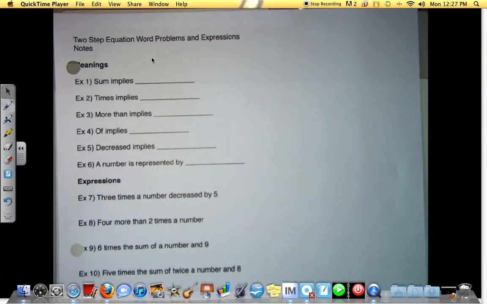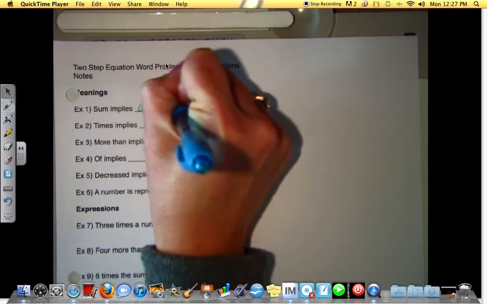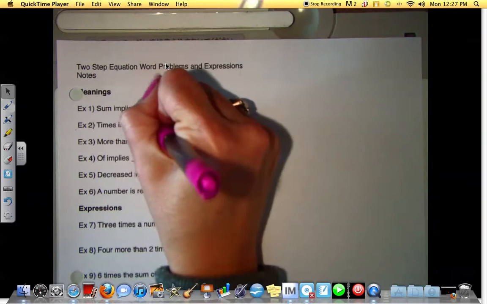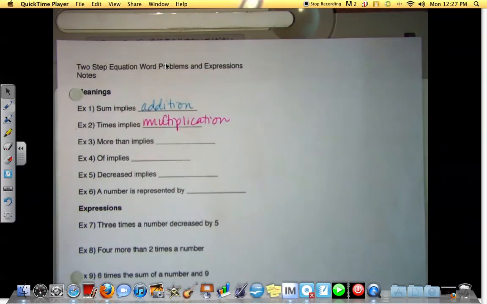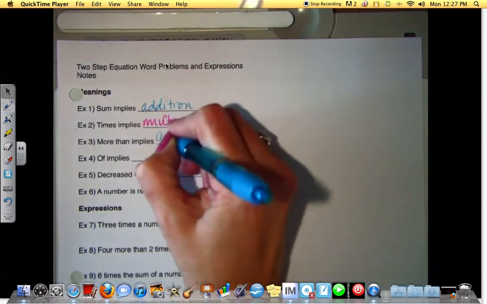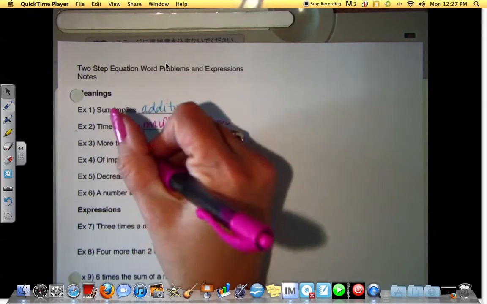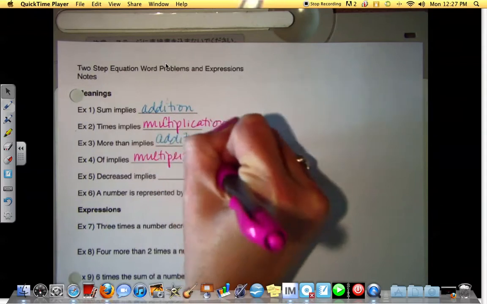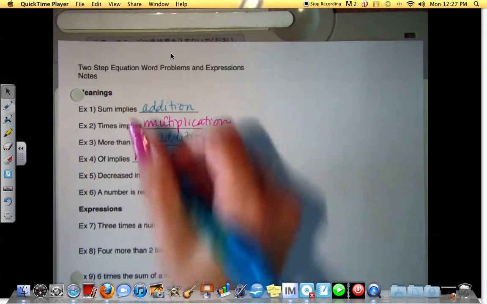Sum implies what operation? Plus. Addition. Times implies which operation? Multiplication. More than implies addition. Of implies multiplication. Decrease implies subtraction.